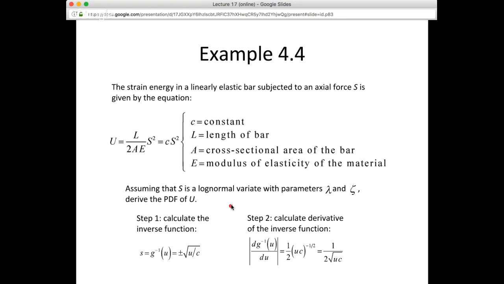Okay, so let's do a couple of examples. This all seems very theoretical, but when you start applying it, you realize how it works. And I think you'll have that experience too as you work through some of the problems. Okay, so here's example 4.4.